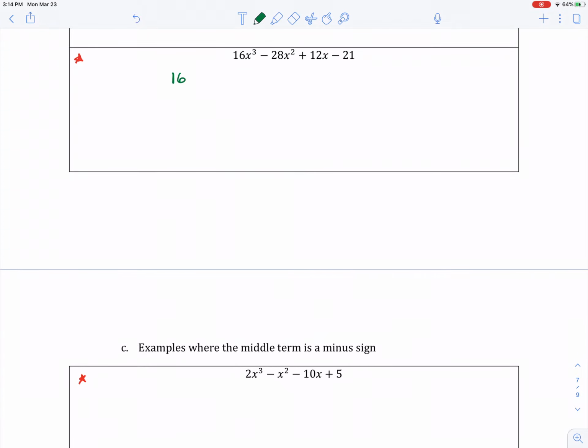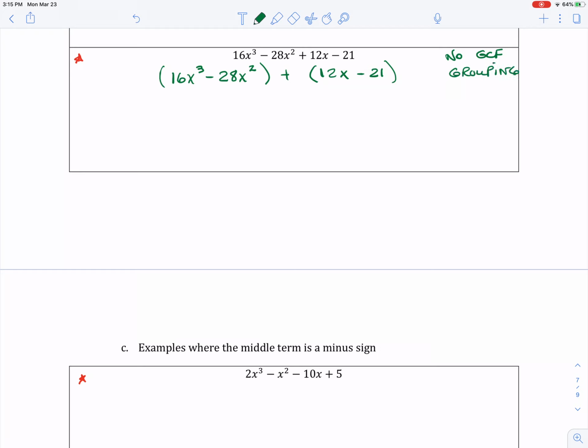Again, I see 4 terms. Again, I do not see a common factor throughout all 4 of these terms. I see some common factors in some of the terms, but not all of the terms, so there is no GCF. You should always check for that first. So we're going to try grouping.